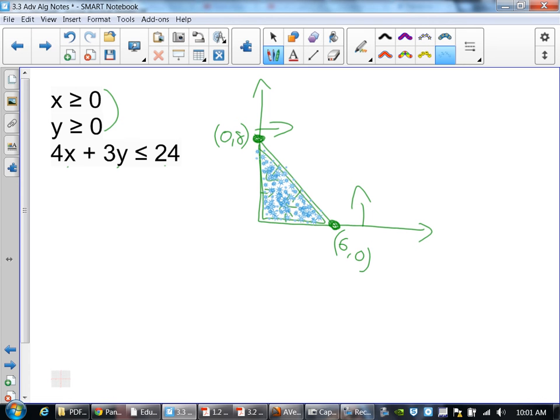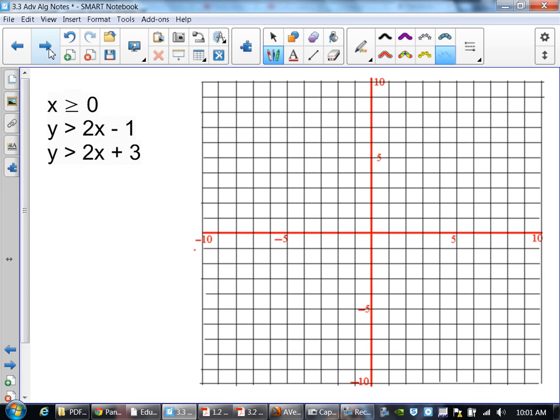I put them up. You probably won't, we will do stuff like this a lot more in 3-4, but I thought it was a good idea to show you how we can create boundaries. Okay? So take a minute, and I want you guys to do this one on graph paper.